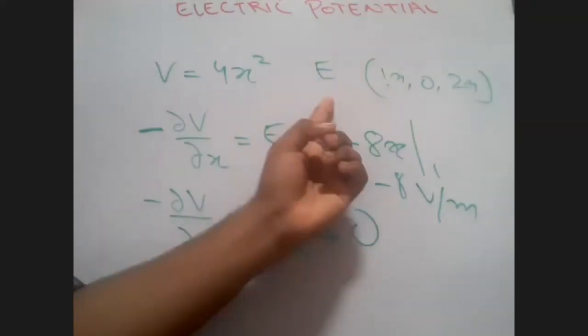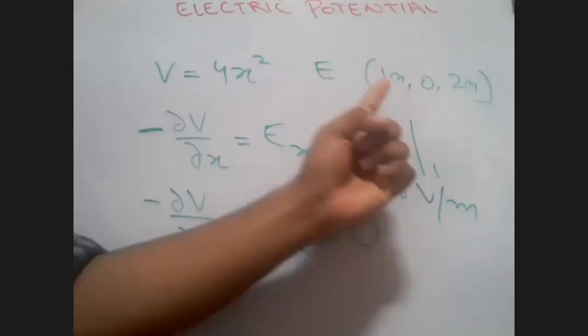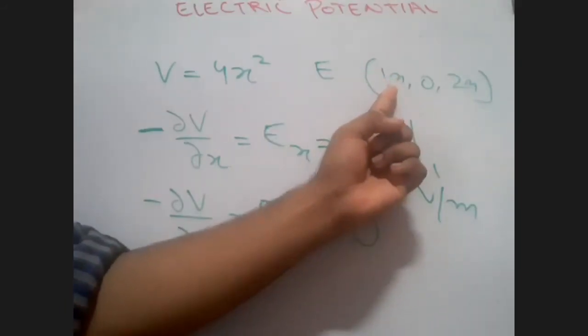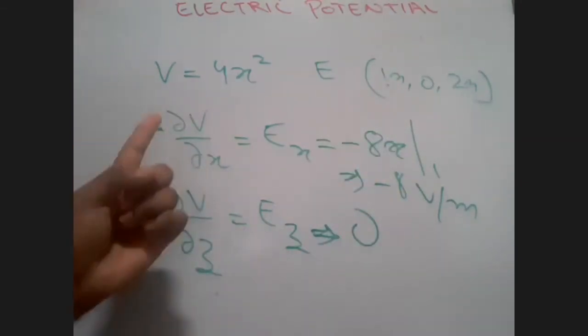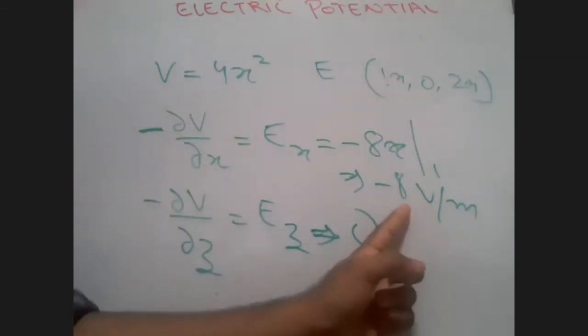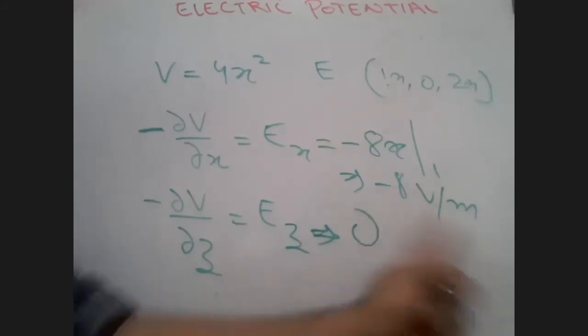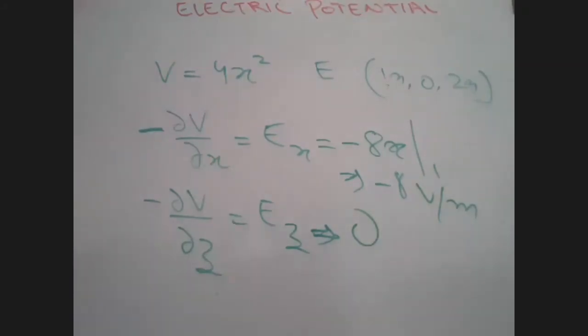So electric field intensity, at the x-axis at x equal to 1 meter, the potential is going to drop by minus 8 volts per meter. It's going to drop by minus 8 volts per meter. That is something you have to understand.